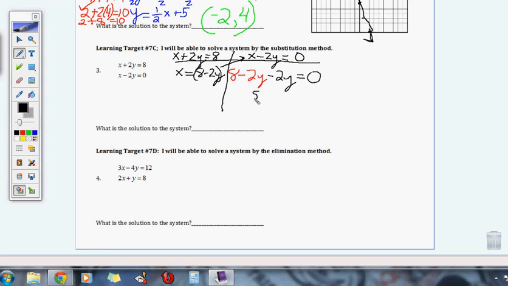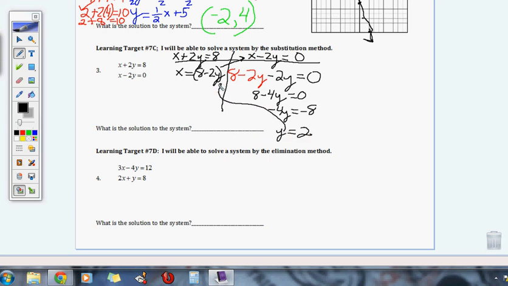So now I go and solve. I've got 8 minus 4y when I combine like terms there, equals 0. Subtract 8 from both sides. Negative 4y equals negative 8. Divide both sides by negative 4, and we're getting a y value of 2.